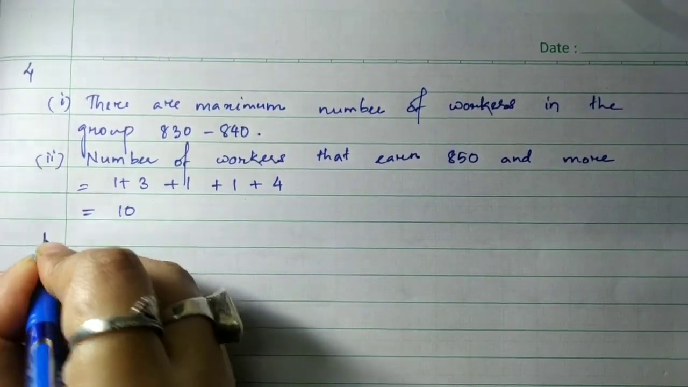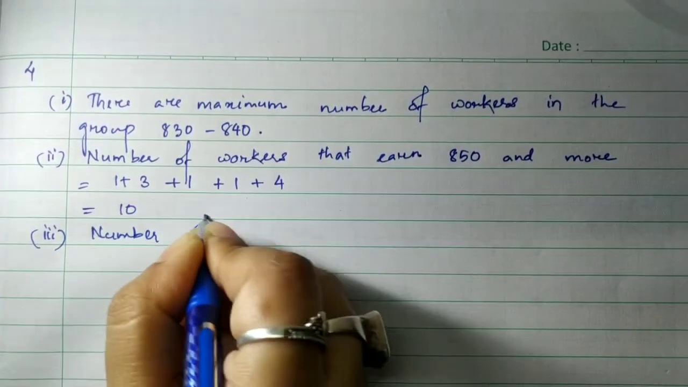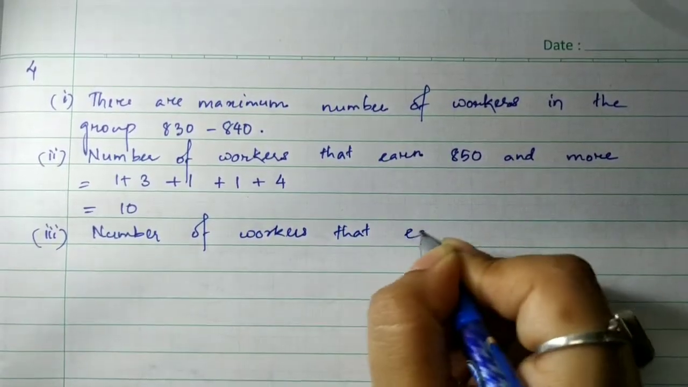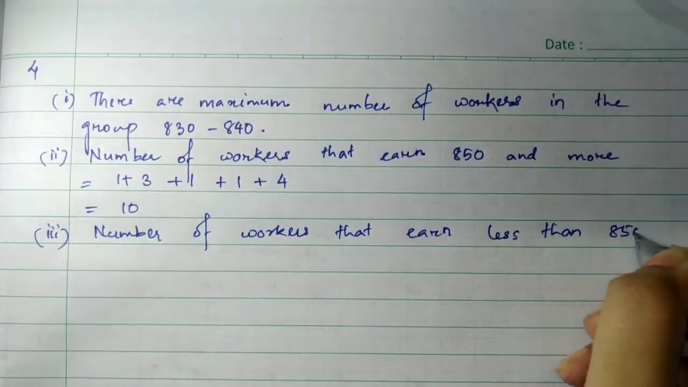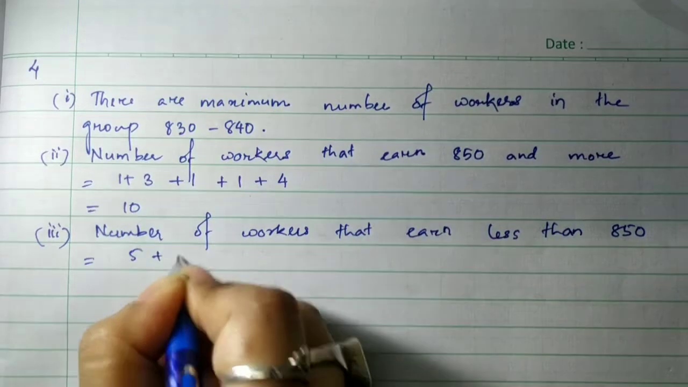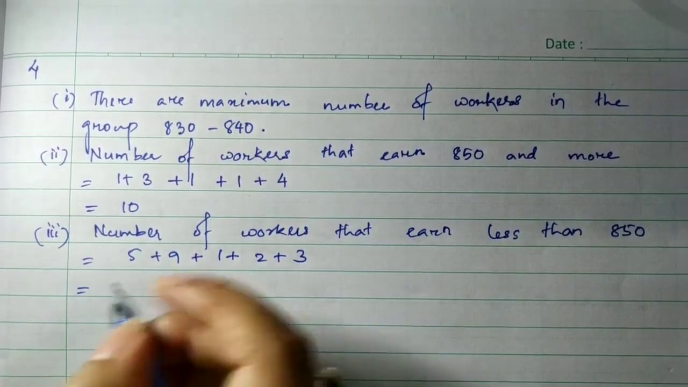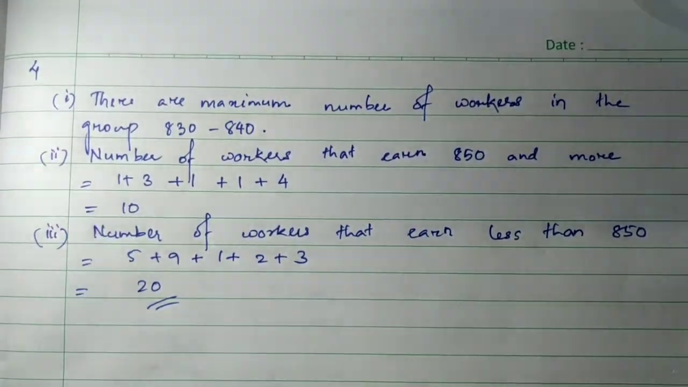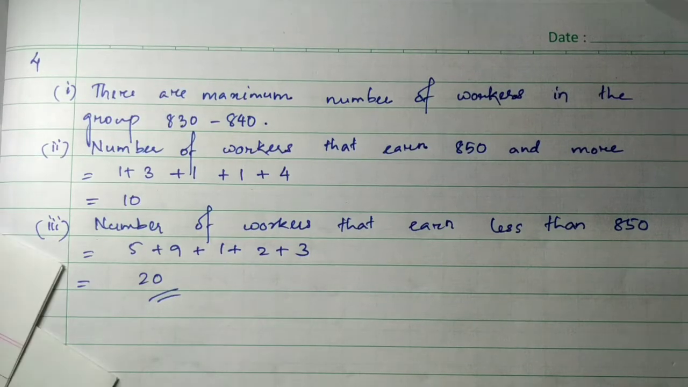Going to the last question 3. Number of workers that earn less than 850. So how do you do this? Add them up again. 5 plus 9 plus 1 plus 2 plus 3. You can see the frequency distribution table or even the histogram. Add them up. See, this is 20. So you can see the total number of workers. 20 plus 10 is equal to 30. Okay. So now this is how you find out when a bar graph is given.